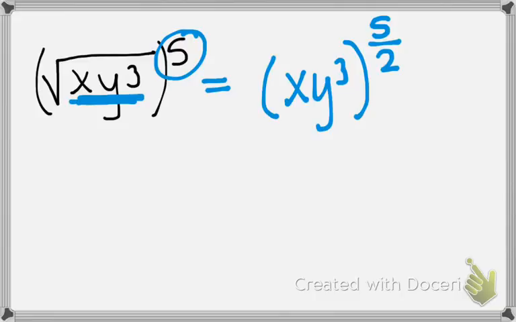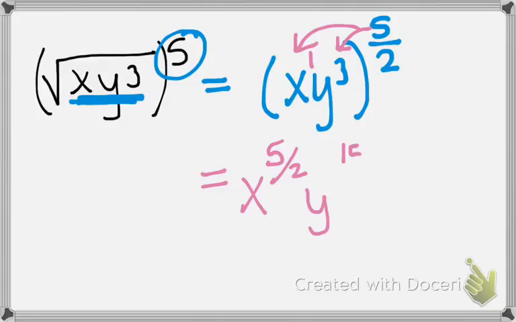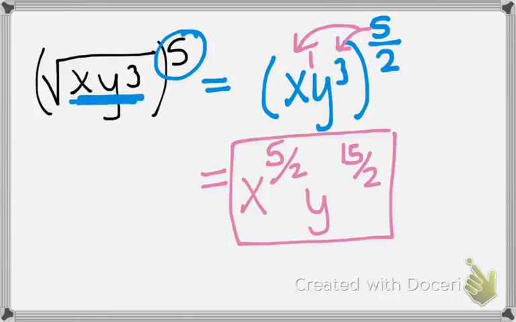But you're not done with this problem. We can go a little bit further, because now we can go back to our properties of exponents, which means we can give everything an exponent, and our rule when we have parentheses and an exponent on the outside is to multiply the exponents. So we get x to the 5 halves and y to the 15 halves. That is our beautiful, fabulous answer.